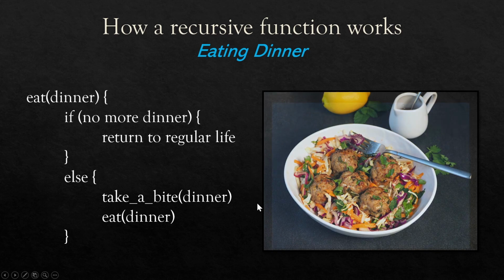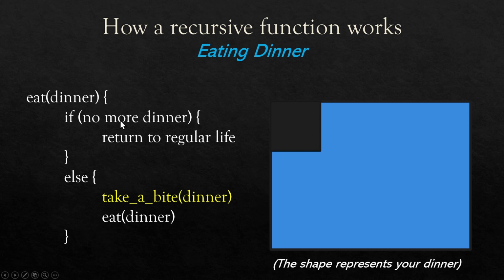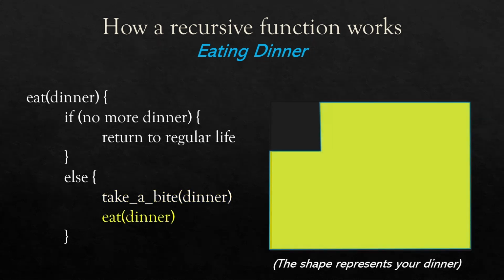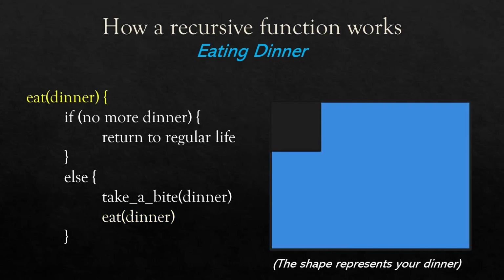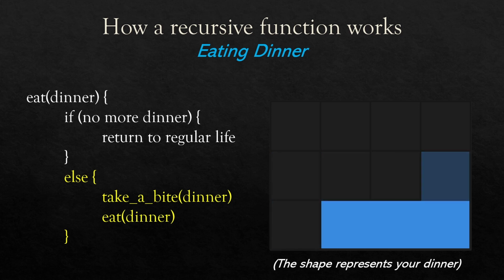So let me show you an example, simplified to show you your dinner. Let's see the code that's running, okay? So we have more dinner, right? So this doesn't run. We take a bite, and now we say eat dinner for the rest, right? Because this is my dinner that's left. And so then it runs eat dinner on the rest, and it keeps doing this whole process, right? Eating dinner, eating dinner, eating dinner.